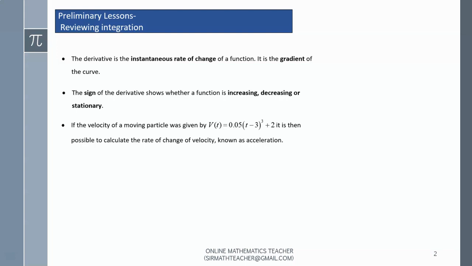If the velocity of a moving particle was given by V(t) equals 0.05(t - 3)^3 + 2, it is then possible to calculate the rate of change of velocity, known as acceleration. Solution. To work out the rate of change, we're differentiating with respect to t. So dv/dt equals 0.15(t - 3)^2. That's applying the chain rule, where dv/dt is also known as acceleration, or a(t).